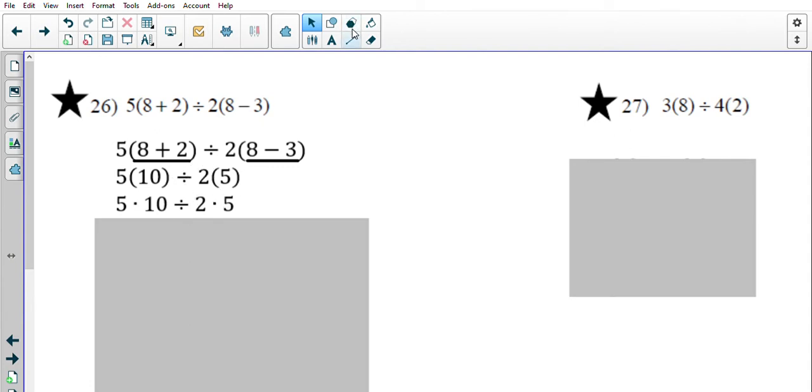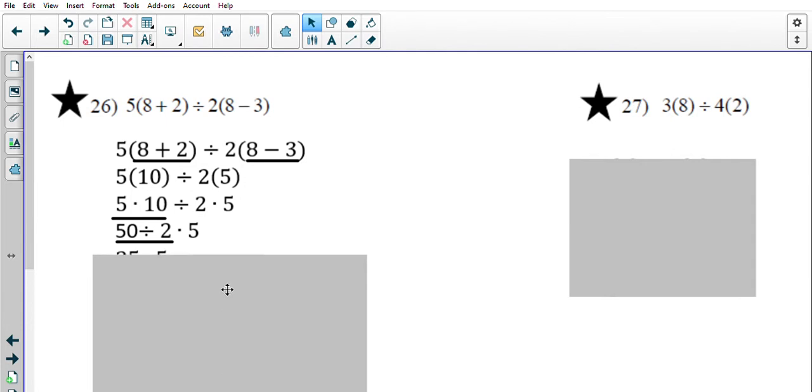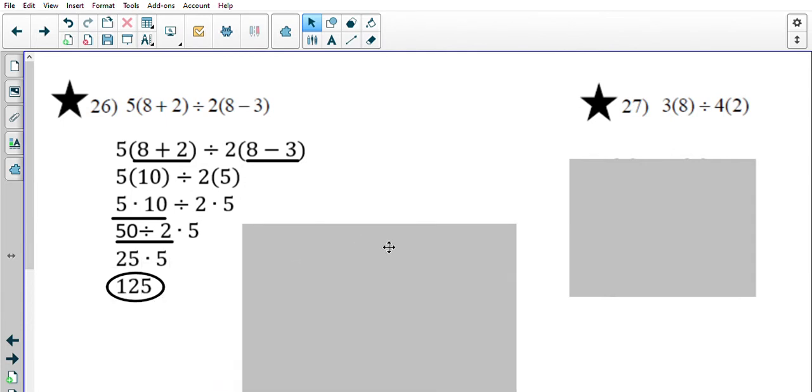So we need to start with 5 times 10 first, which is 50. So we have 50 divided by 2 times 5. Now do 50 divided by 2, which is 25. Take 25 times 5, and that's going to get us 125.